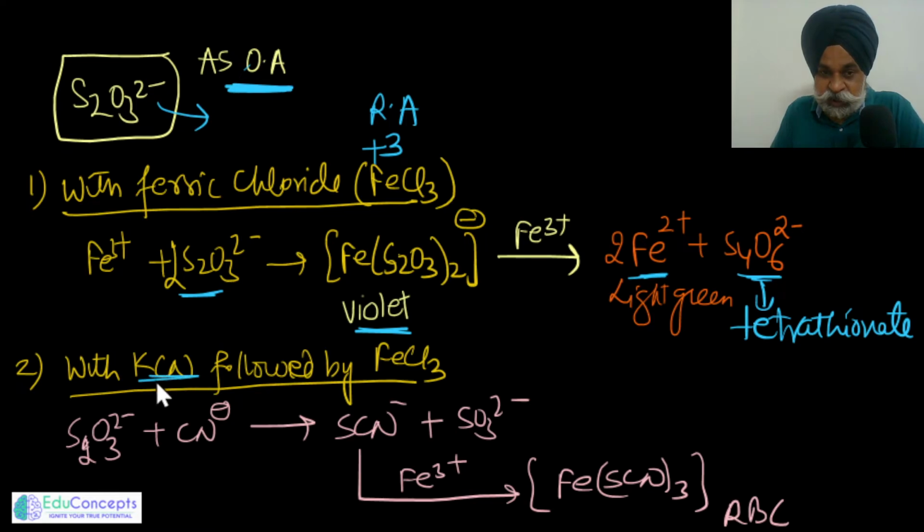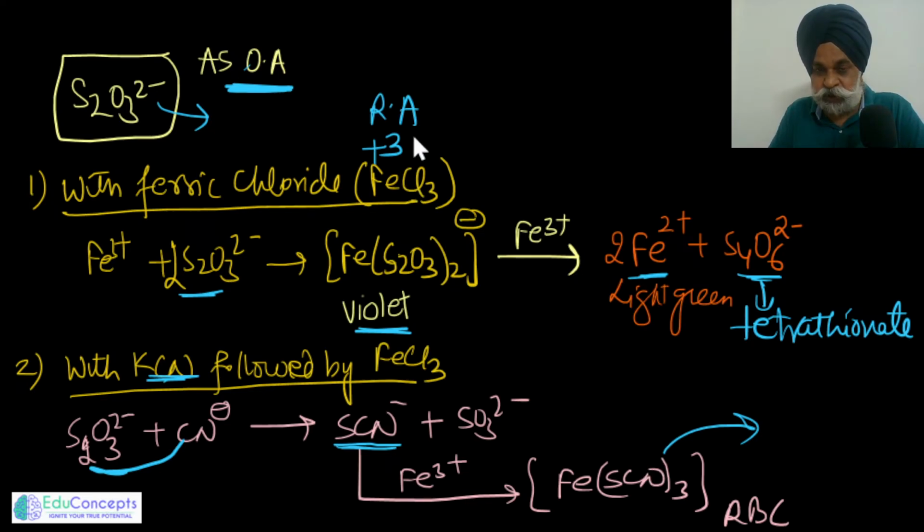Second is KCN. When treated with KCN, these two react, the sulfur changes to thiocyanate ion, SO3 negative goes out, and SCN negative, the thiocyanate ion, reacting with Fe3 positive gives you a red blood color. This we have done in the quantitative analysis of sulfur in an organic compound. It is a very popular reaction. This is having a red blood coloration. So these are two important things which you always have to keep in your mind.